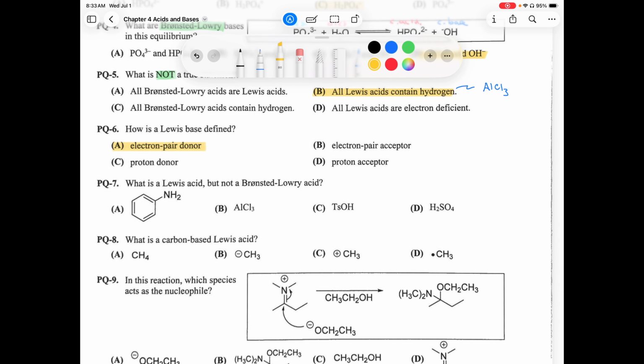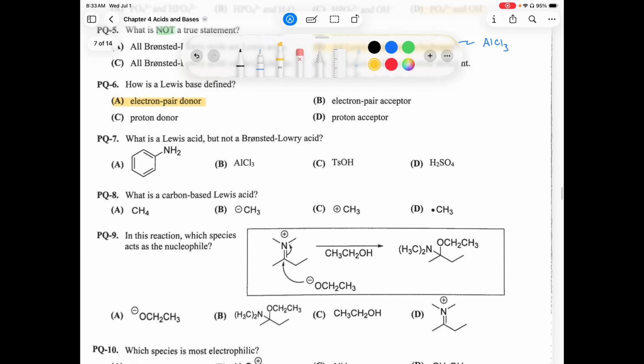Which one of these in number 7 is a Lewis acid but not a Bronsted-Lowry acid? So to review, a Lewis acid is going to be an electron acceptor, but not a Bronsted-Lowry acid, which is a proton donor. So we're looking for something that can accept electrons but will not donate a proton.